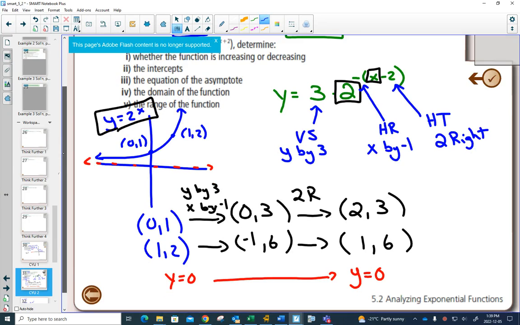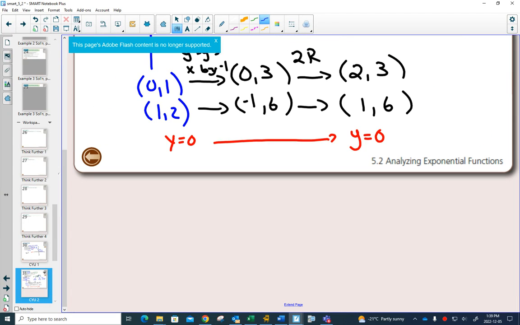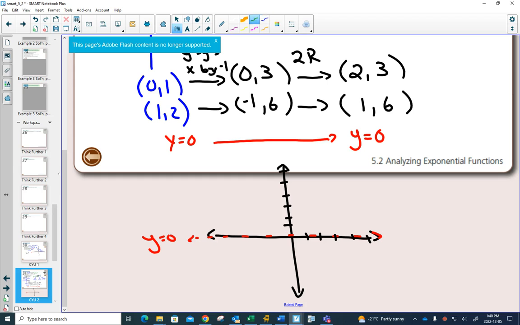And at this point, we can draw our graph. So, I can draw my asymptote at y equals 0. I can label my 2 points. One point is at 1, 6. The other one at 2, 3. And we can draw the shape of our exponential graph as a result.